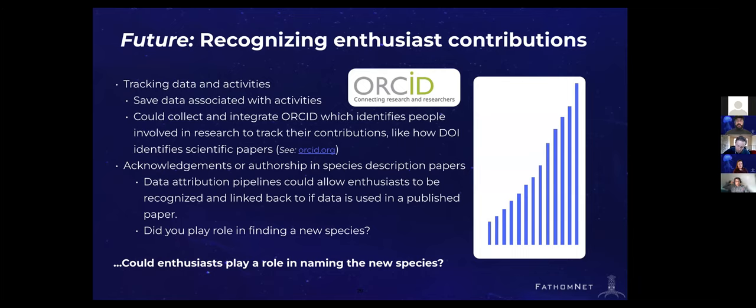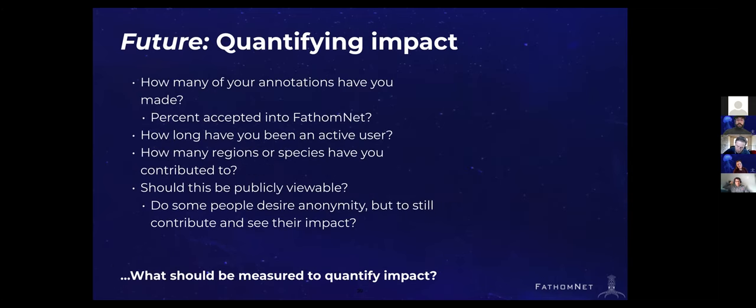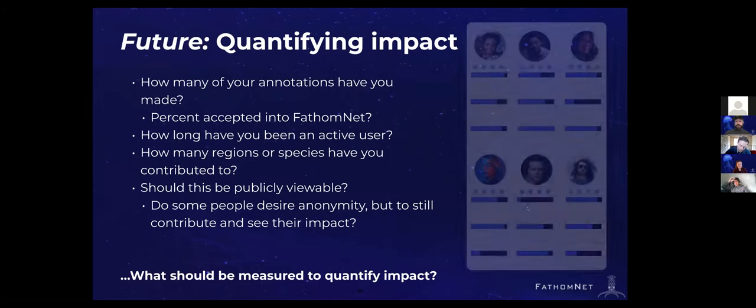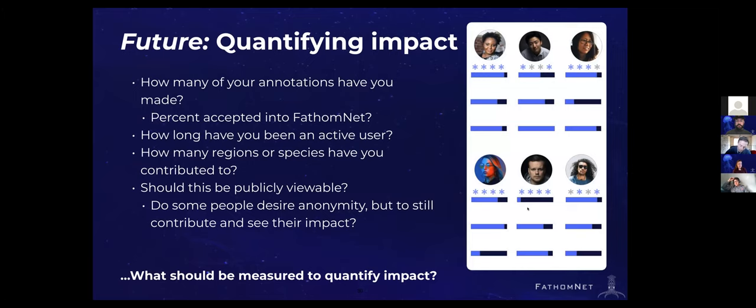If this data was used to locate a new species, maybe you would even get to name it. So attribution is important, not only to credit users, but also to allow them to see that impact, to quantify that impact. How can we do that? What metrics can we collect to do this? How many annotations are made? What types are made? How long they've been a user? And what should be publicly available? How do people want to see their impact? What do they want to share with others?